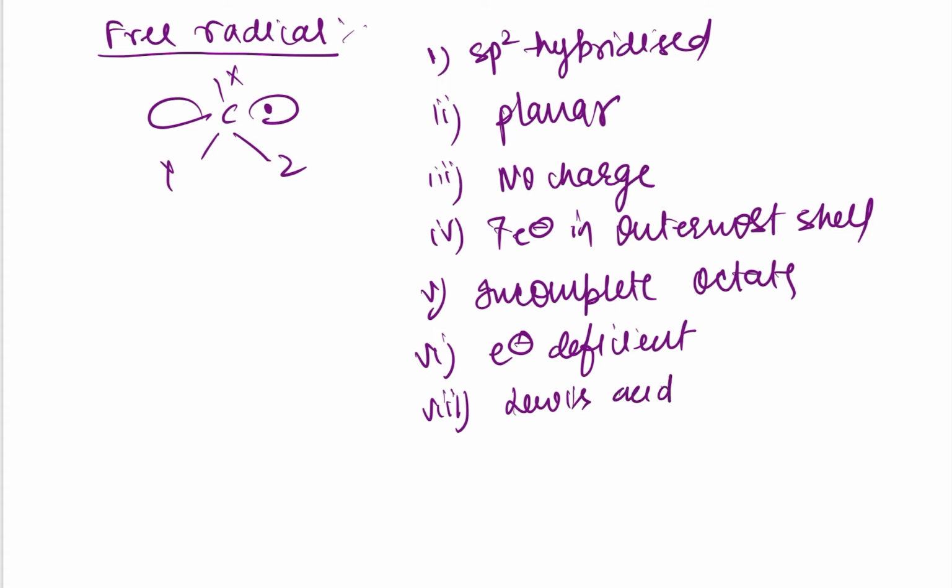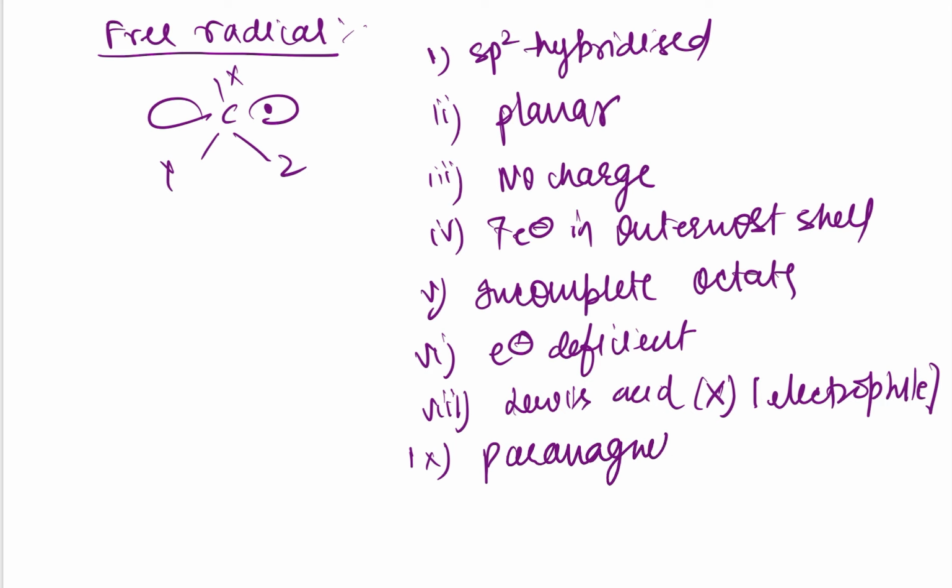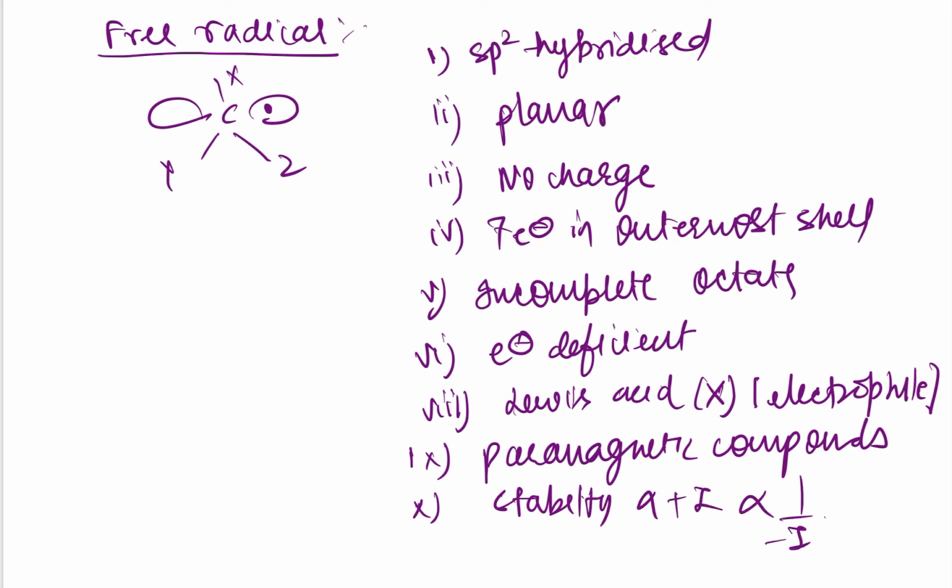Seventh, is it a Lewis acid? It is not a Lewis acid because it does not have an empty p orbital to accept a lone pair. It has a half filled orbital. So it is an electrophile. It is not a Lewis acid, but it is an electrophile. It is paramagnetic. These compounds are paramagnetic. And the last point is stability. Stability of these is directly proportional to plus I and inversely proportional to minus I group.